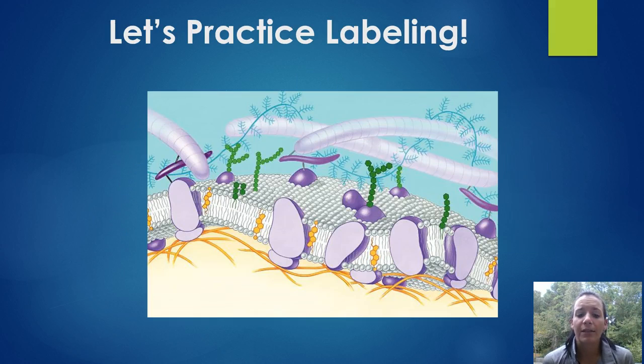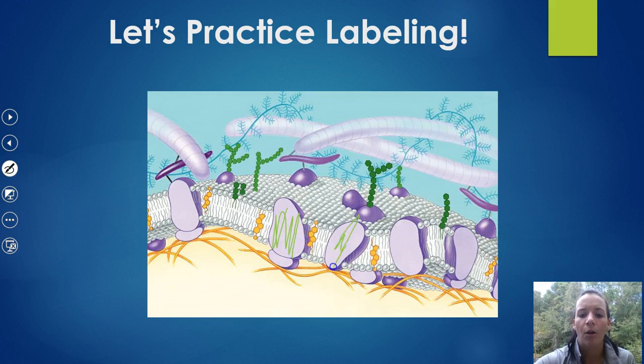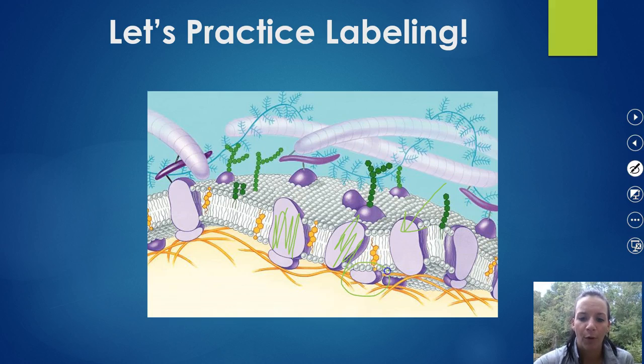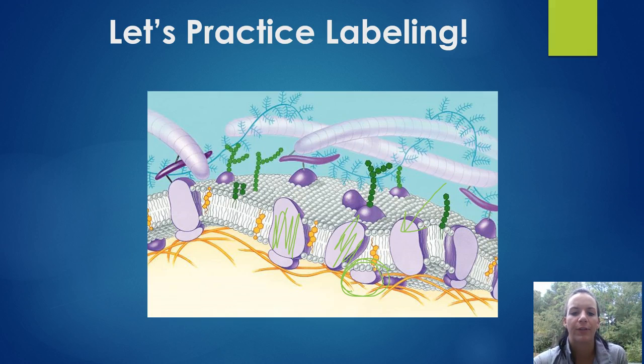So let's just quickly practice labeling. You will be responsible for being able to recognize different parts of the cell membrane. So all of these purple blobs that you see are proteins. And if we look, we have our integral proteins, which go all the way through. We have peripheral proteins, which are only on the edges. And this doesn't have any of the channel or the carrier ones, but hopefully you remember what that looks like.